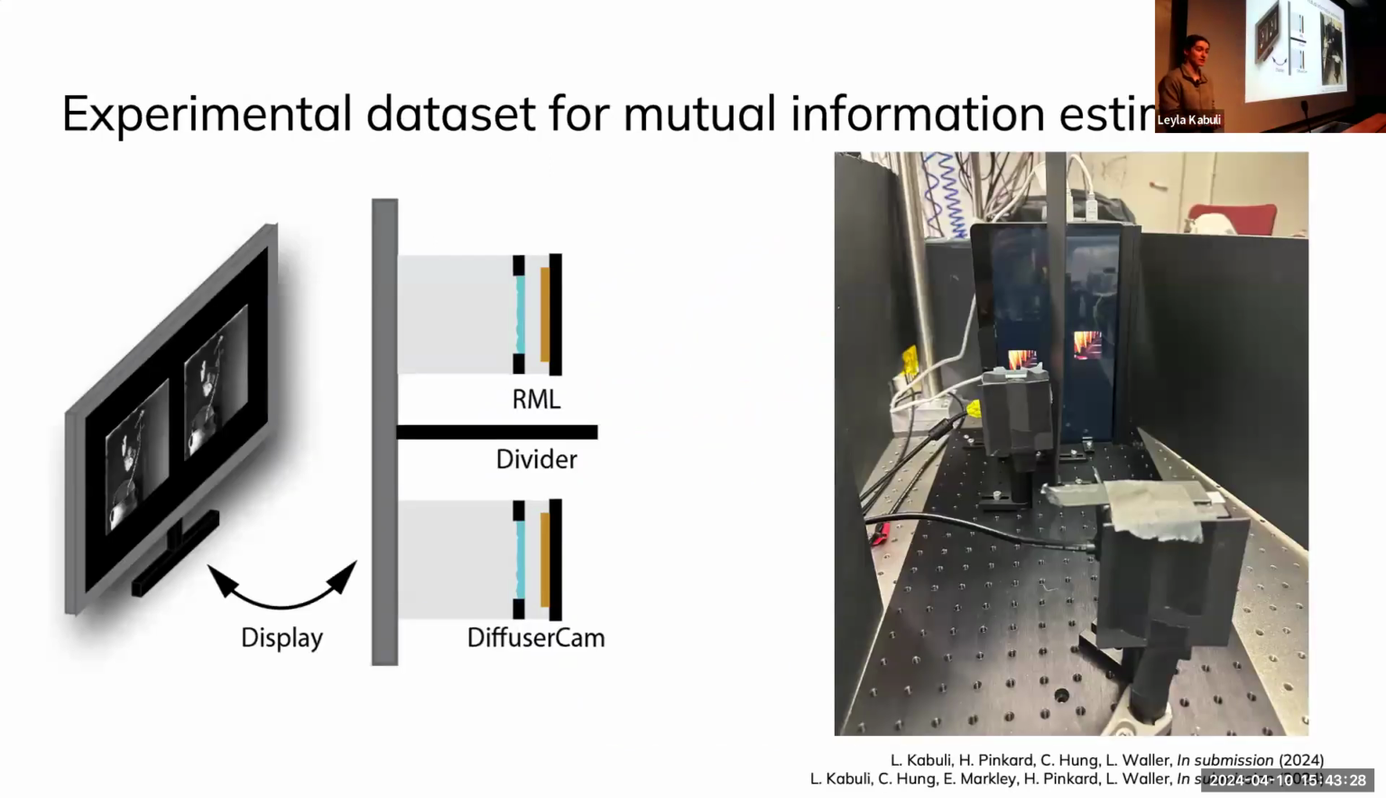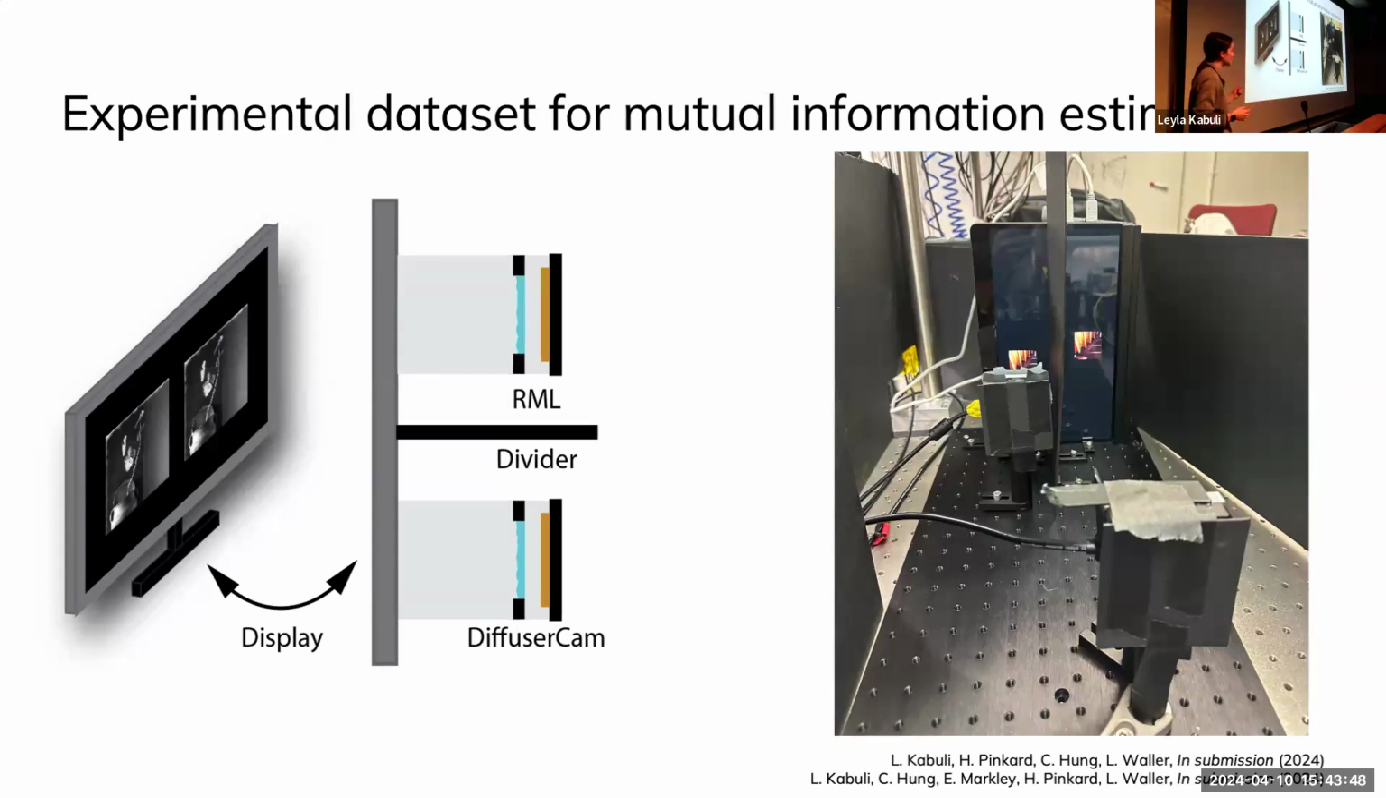So the last experiment we did kind of ties together the mutual information framework and this theory that I've dragged you through for the last while with the work that I did in the first half of my talk with a higher quality imaging system. So here we built an experimental setup to collect data sets from both the RML imager and the diffuser cam.